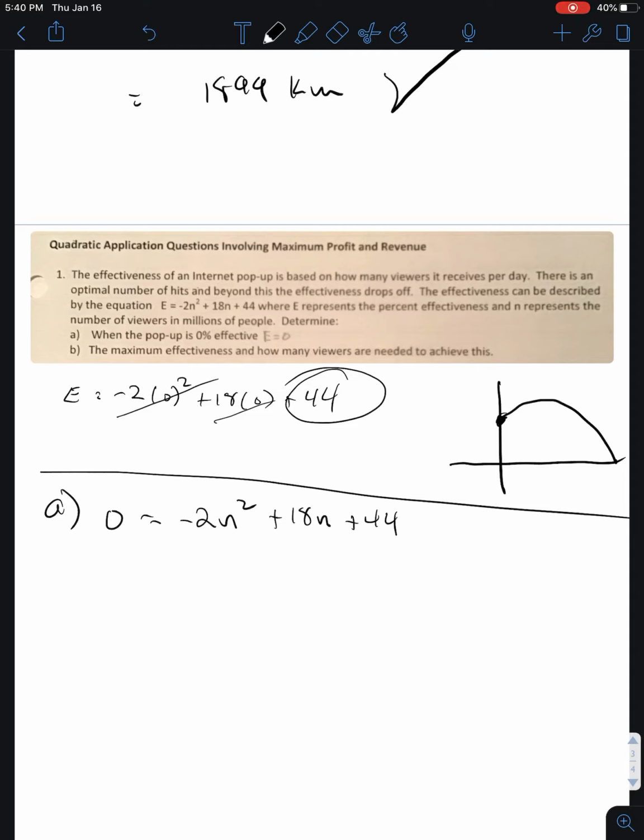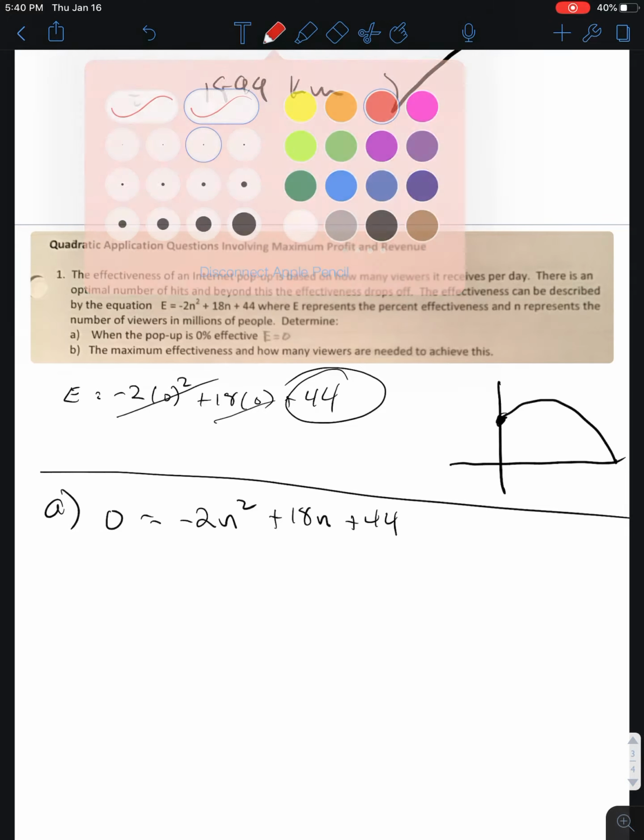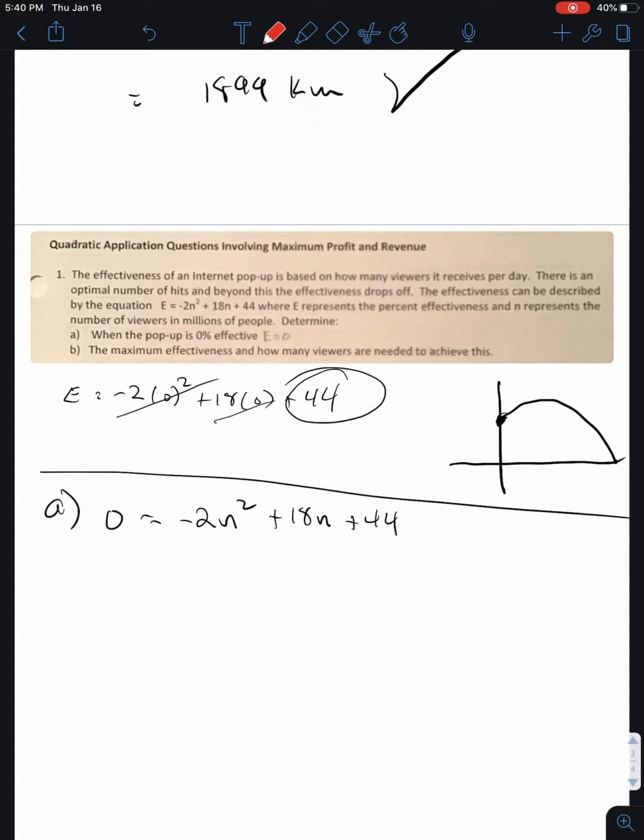Now, what I was getting at earlier is that obviously this company has done research and figured this out. But after a certain amount, it's going to decrease and decrease. So the question's asking, when the pop-up is 0% effective, that would be here. Right, because E is... find the zeros. Yes.